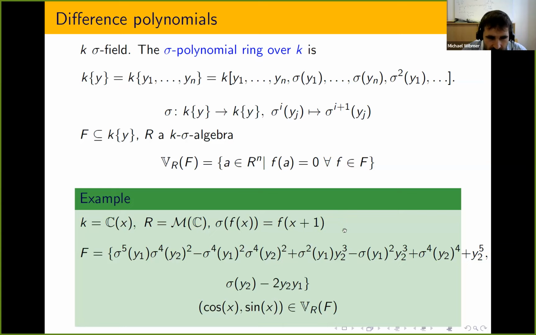So you want to have a setup where you're able to recover the equations from the solutions. And this is typically formulated as some kind of Nullstellensatz. Typically in algebraic geometry, people look for solutions in the algebraic closure of the base field. But here in difference algebra, there isn't really a notion of a difference closure of a difference field. So the way we do it is we just allow arbitrary K sigma algebras to look for solutions.